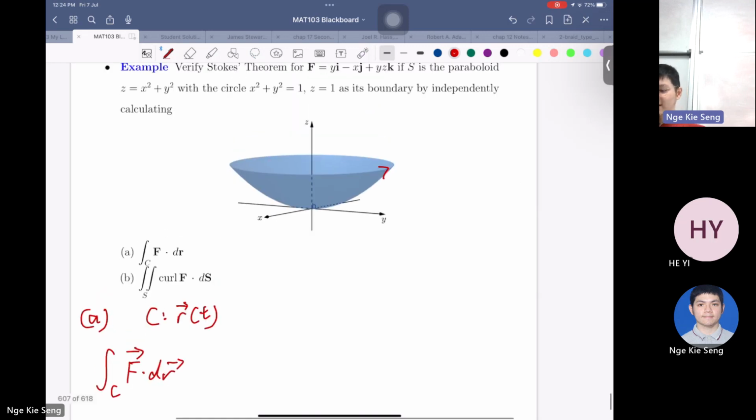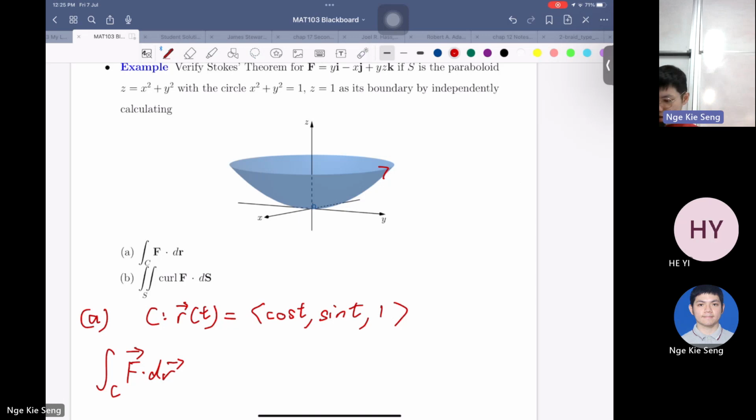What is this curve? This is a circle. What's the radius of the curve? x squared plus y squared is 1, so the radius is 1. Since the radius is 1, it is cos t, sin t in the xy coordinates. What's the height of this curve? It's 1, on the z equals 1 plane.